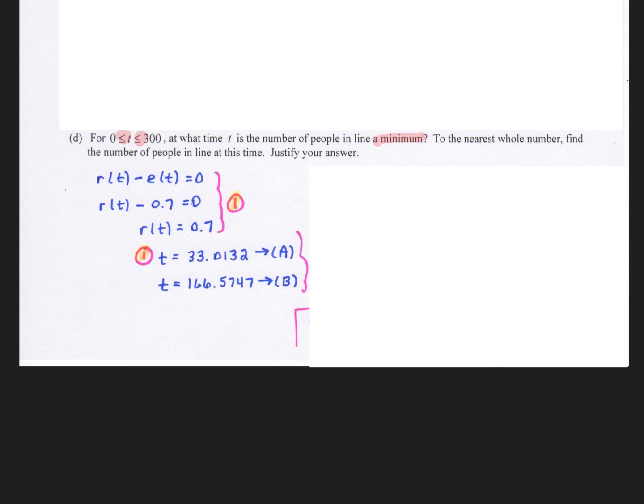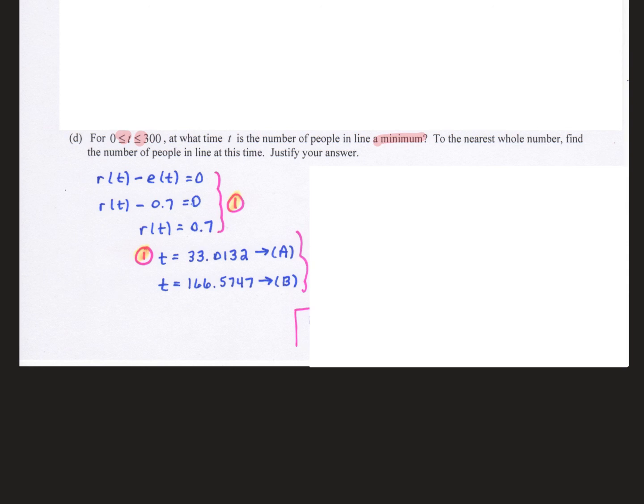33.013, and I'm going to go ahead and store that into a variable I'm going to call a because I need to use it later on. And my second intersection point is this 166.574 or 575. I'm going to store that into a variable that I'm going to call b.